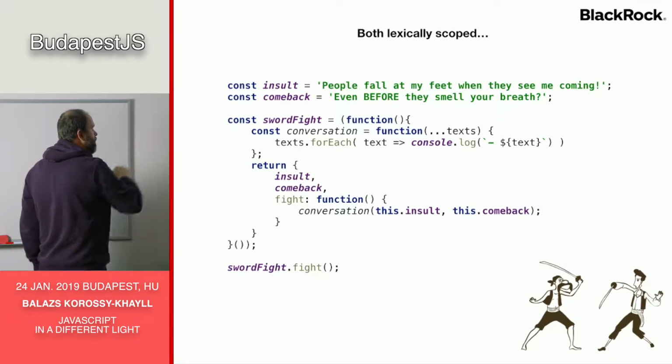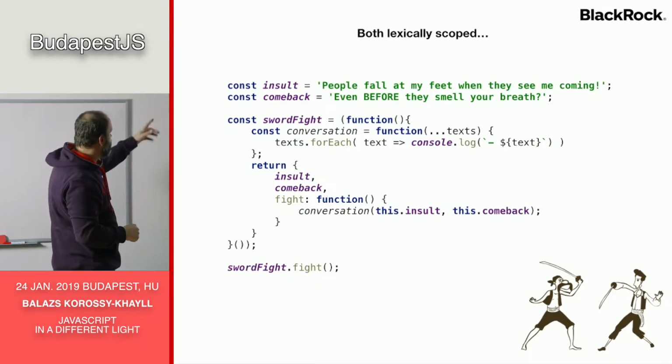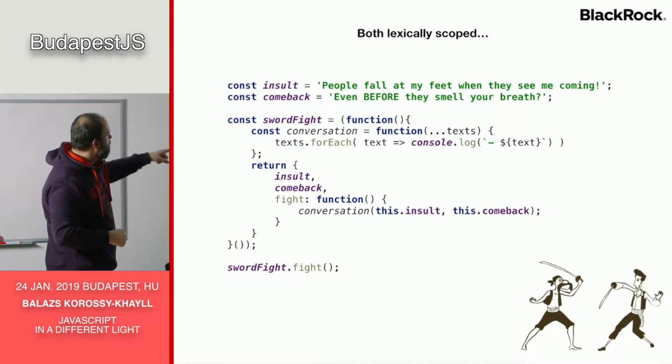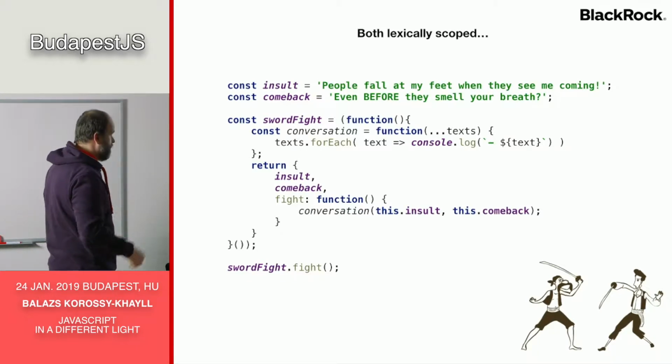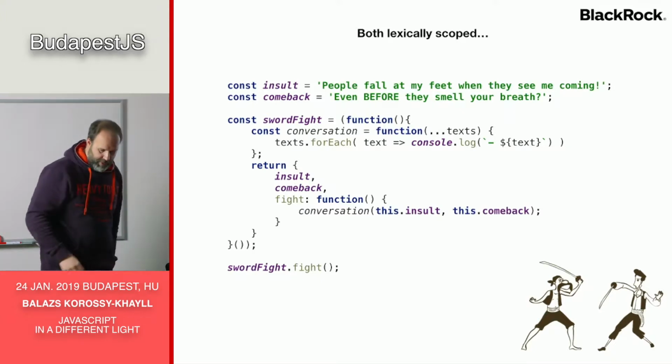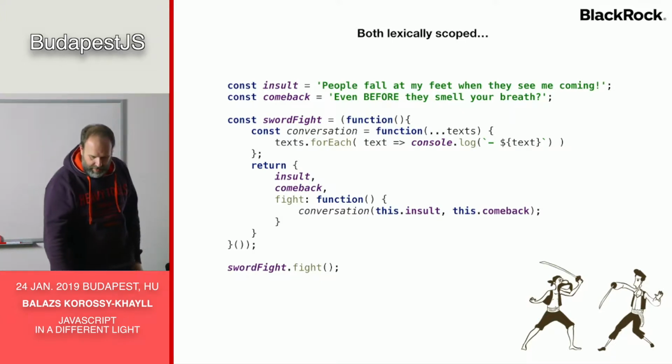When I'm calling this function, if you take a look at this code, you will know that because it's an object, this is going to refer to the object, and then insult and comeback are going to come from this object. So you know what it's going to print. It's going to be those two lines.